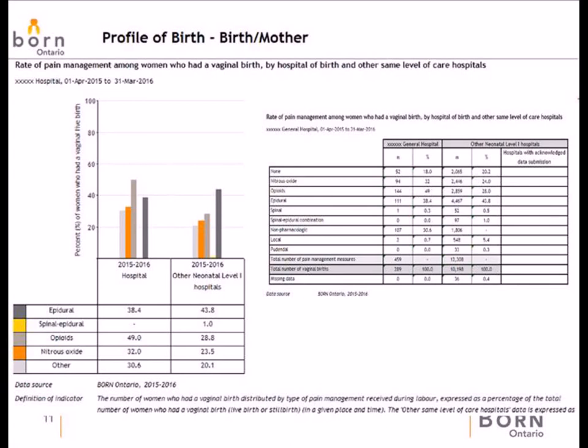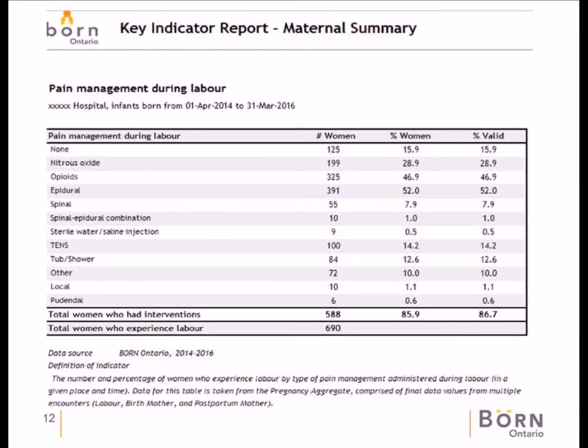So this is an example just to illustrate the profile report. These are the reports we did the last webinar on, profile and indicator reports, our standard reports. So like I said, the rate of pain management among women who had a vaginal birth by hospital birth. So it does not split it up. It tells us the type of pain management we're using in our hospital, but not really related to a specific cohort of women. Similarly, the key indicator report tells us what kind of pain management we're using in our hospital, but it doesn't tell us about multips, primips, or the type of labor they had.